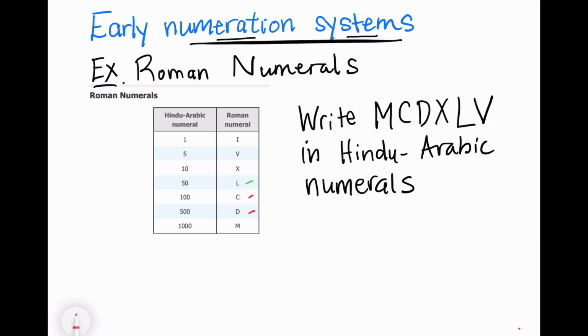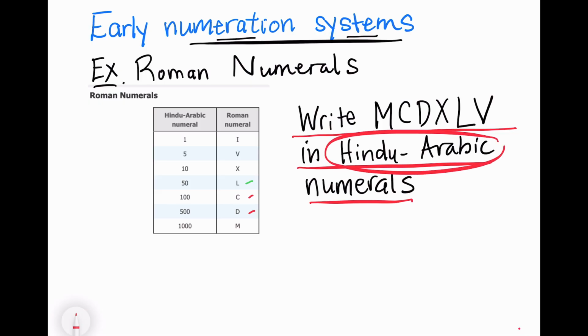Let's do one last example. Let's write MCDXLV in Hindu Arabic numerals. Remember, Hindu Arabic is our nice, familiar number system. So let's break this number down. I see the M, and we know M is 1,000. Next I see a C, which we know is 100, and I see a D, which is 500. So when the smaller number is on the left, we know to subtract. So CD would give me 400.